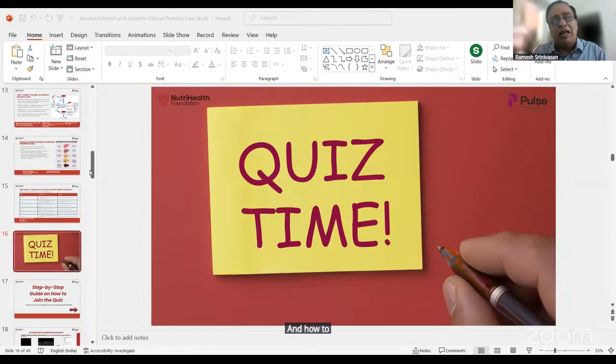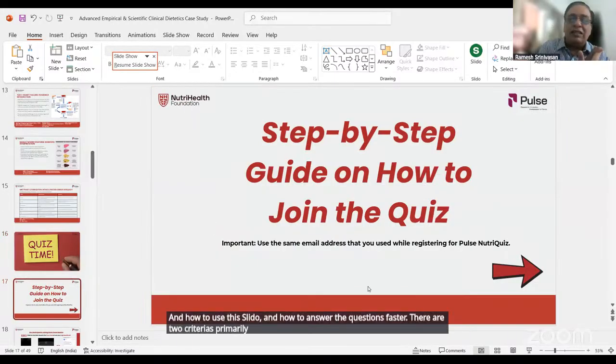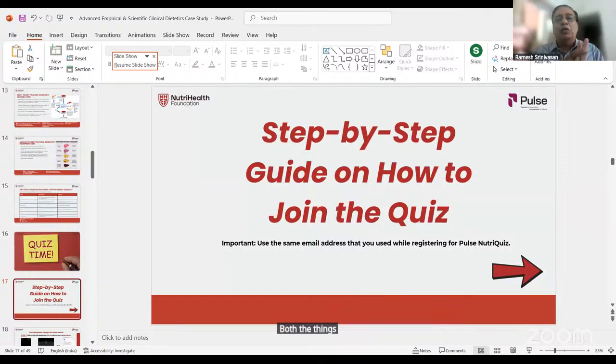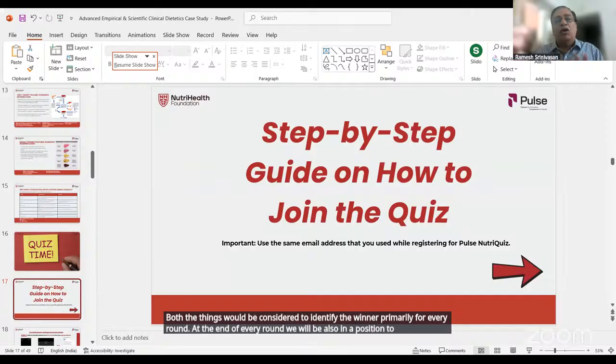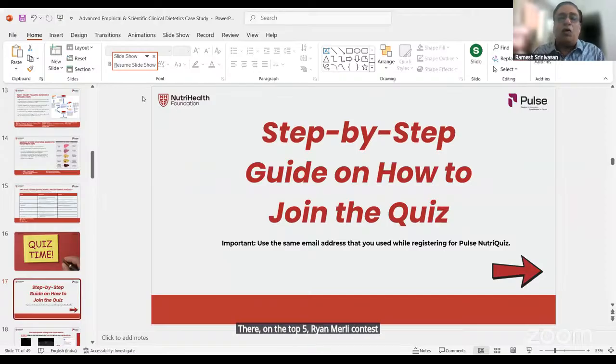These questions and answers will come through an application called Slido. There are two criteria primarily. One is the correct answer. The second is the fastest finger first. Both will be considered to identify the winner for every round. At the end of every round, we will showcase the leaderboard to see who is on the top 5, contesting for the awards in this NutriQuiz contest.